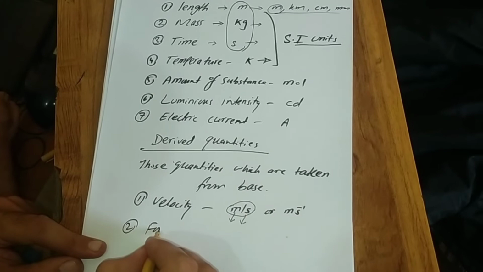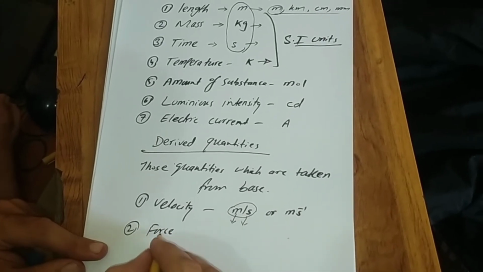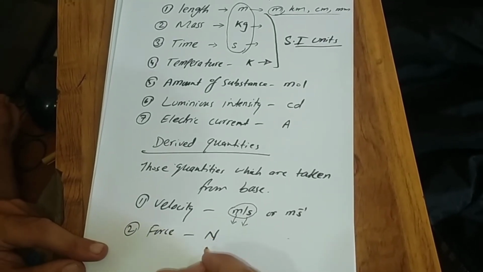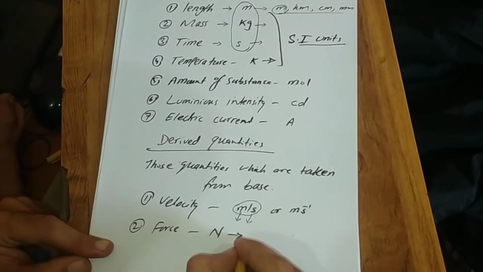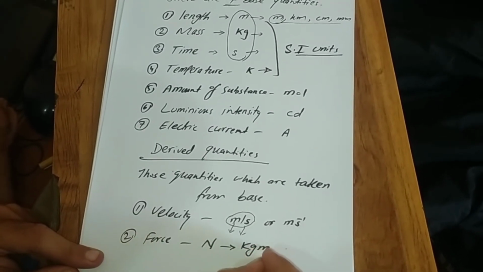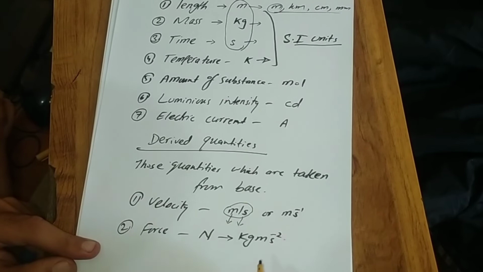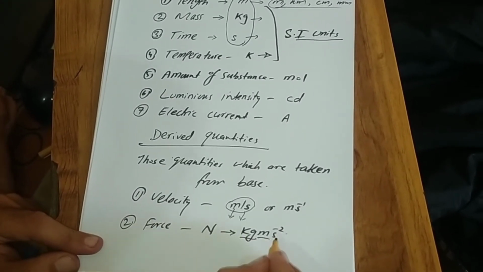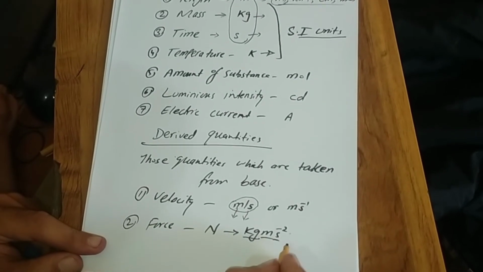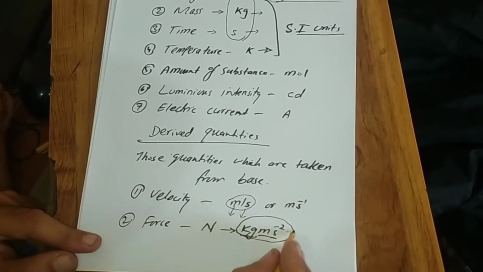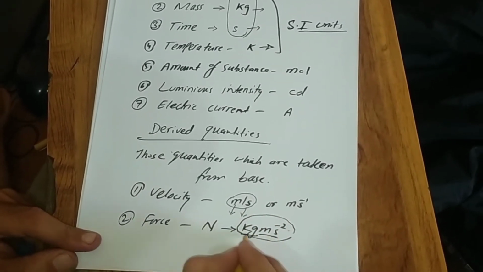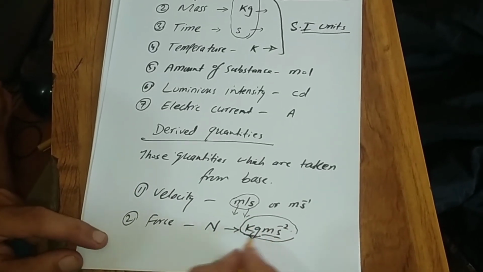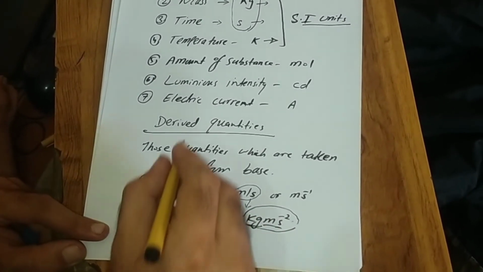Now giving you another example of derived quantity, force. Force has a unit Newton, and Newton is equal to, you must remember, kg meter per second square. So this means kg is also a base unit, meter is also a base unit, second is also a base unit. In this way, these all units are taken from the base unit. That is why we call force a derived unit.